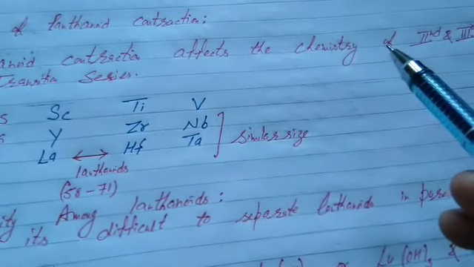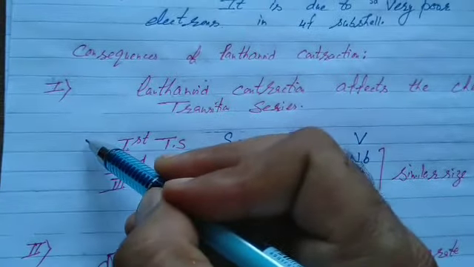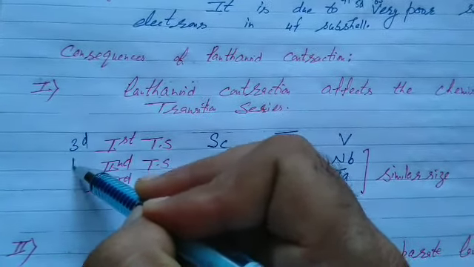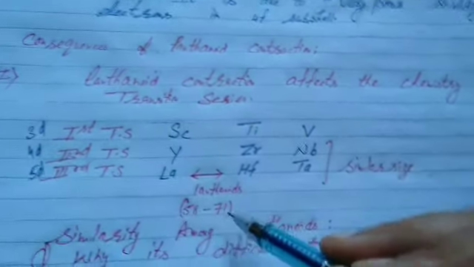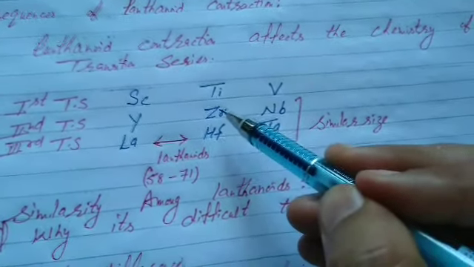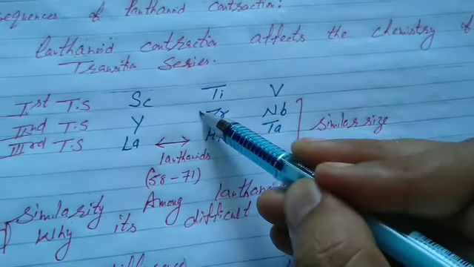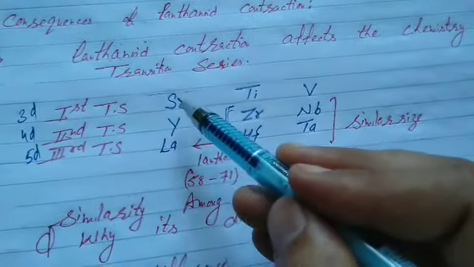Students, when we study the transition series, in the first series the electron goes to the 3d subshell, in the second series 4d, and in the third series 5d. We study one assumption, that the atomic radii of the second and third series are almost the same due to lanthanoid contraction. That's atomic radius.